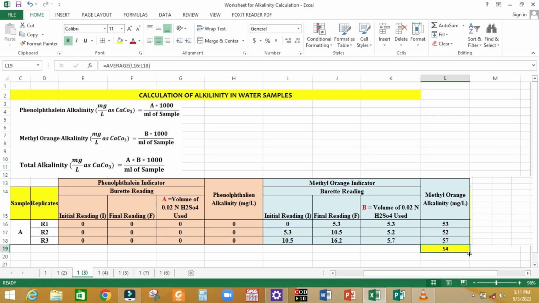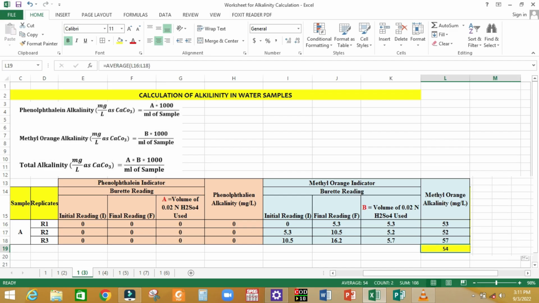Based on the analysis carried out, we found that the water sample analyzed for total alkalinity was found to have 0 phenolphthalein alkalinity and only methyl orange alkalinity. This clearly indicates that the alkalinity of the water sample was basically due to bicarbonate content only, whereas carbonate and hydroxide ions were absent in the samples. So this is how you determine the alkalinity of any water samples by adopting the titration method.